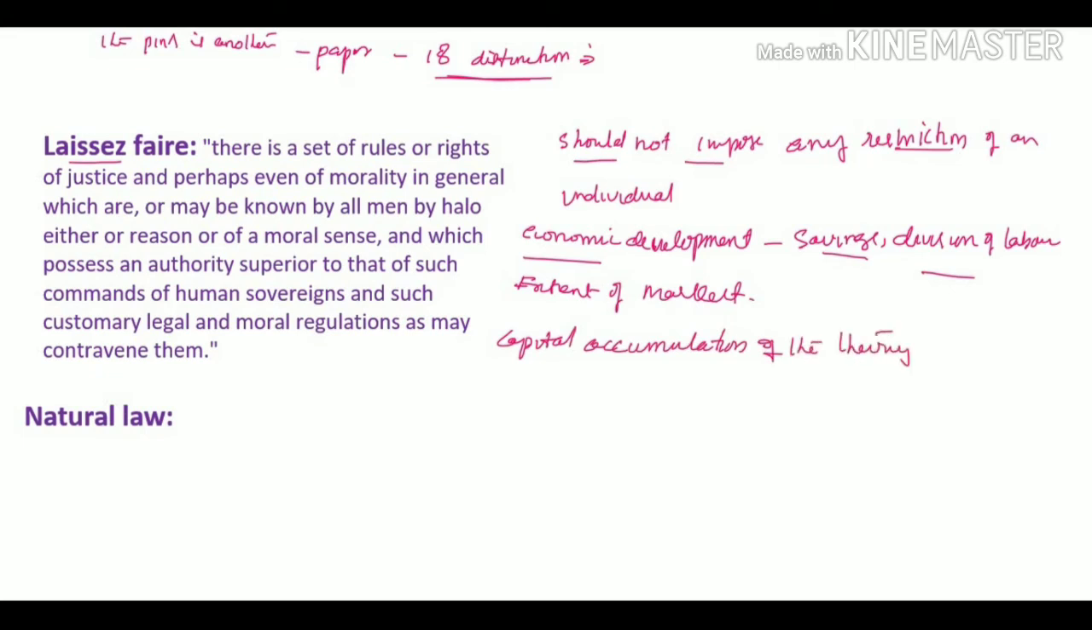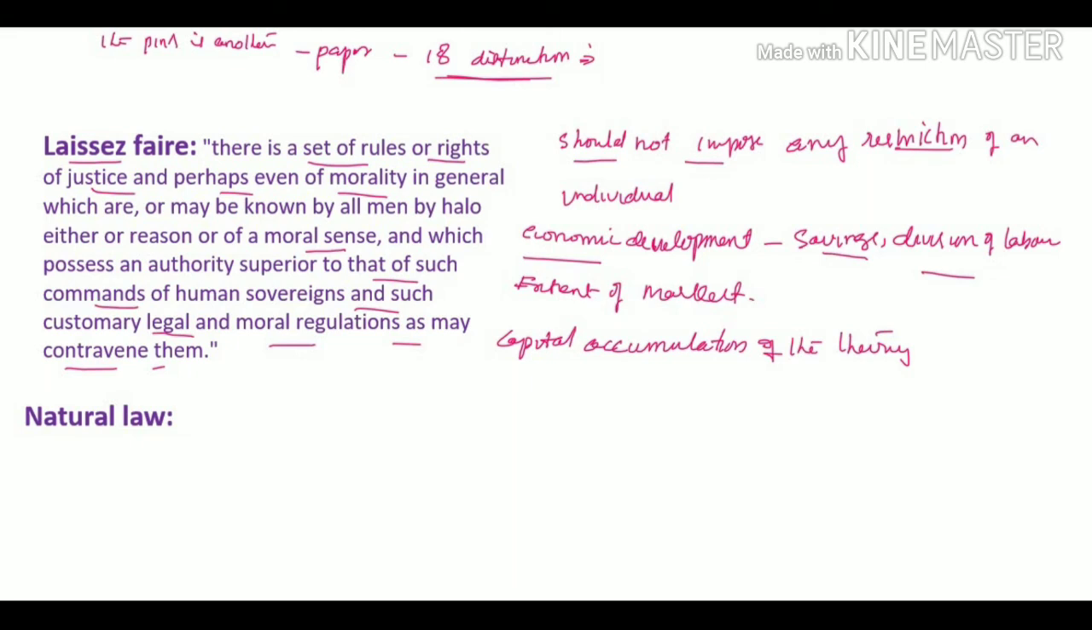Adam Smith believed that there is a set of rules or rights of justice, and perhaps even of morality in general, which are or may be known by all men, either by reason or by a moral sense, and which possess an authority superior to that of such commands of human sovereigns and such customary legal and moral regulation as may contravene them.